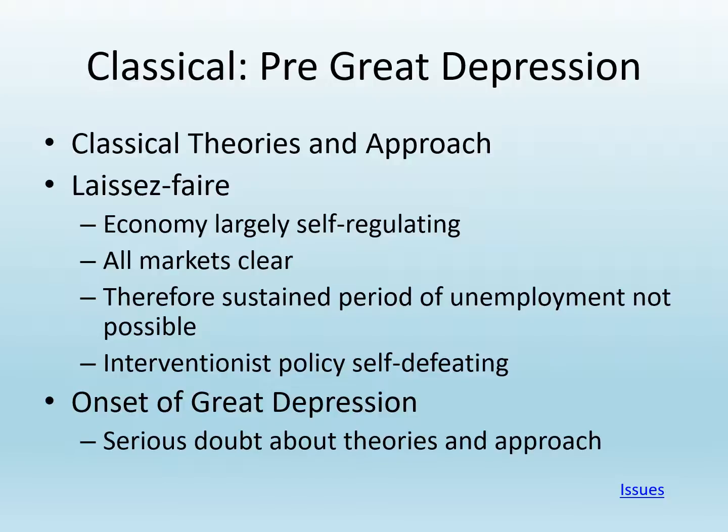So if we start with the pre-Great Depression, the approach of economists at the time was what's so-called classical theories of the world, and under the classical theories of the world, economists viewed the economy as largely self-regulating. So as demand and supply changed, so prices would change. The conclusion you draw from that is that all markets clear, including the labor market, and the conclusion that you draw from that is that long-term unemployment was not possible.